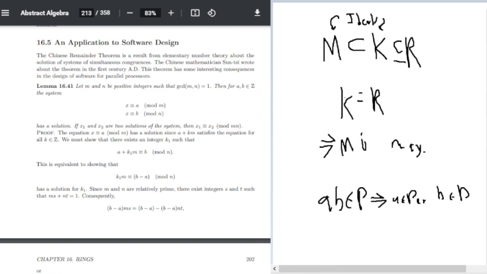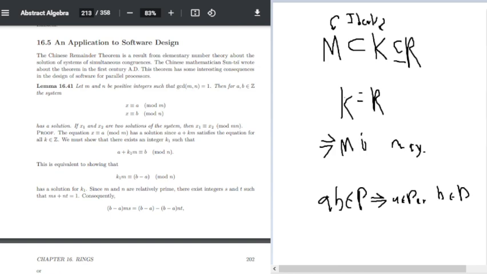Lemma 16.41. Let m and n be positive integers such that the greatest common divisor of m and n is equal to 1. Then for a and b in Z, the system x is congruent to a mod m, and x is congruent to b mod n, has a solution. If x1 and x2 are two solutions of the system, then x1 is congruent to x2 mod mn. Proof. The equation x is congruent to a mod m has a solution, since a plus km satisfies the congruence for all k in Z.